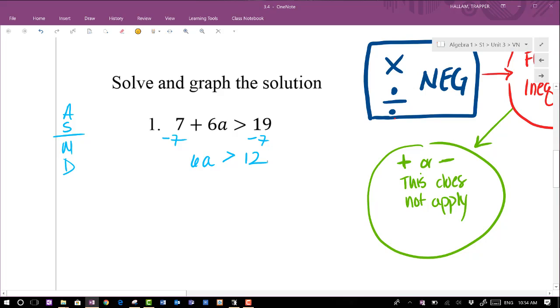Now notice, I am not flipping the sign. Because there's a negative does not mean I flip. Only with a multiplication or division of a negative do I do that, and you'll see in this scenario there isn't that case. Since I've done the addition and subtraction, I'm going to deal with multiplication and division, which means divide by 6 on both sides. I find out a is greater than 6.